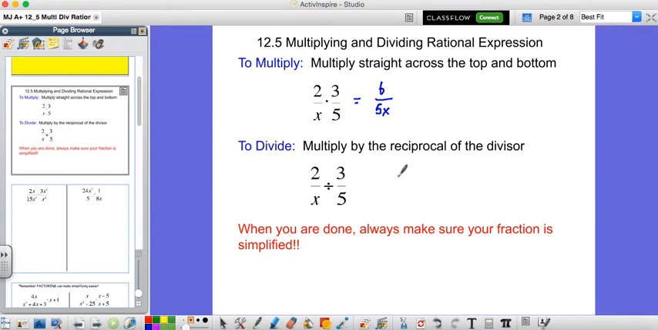Remember, to divide fractions, you had to do a little bit more work. You did the keep, change, flip. So you multiply by the reciprocal. So 2 divided by x divided by 3 over 5 is just like 2 over x times 5 over 3. Just multiply by the reciprocal. Simplify that, you get 10 over 3x. And then when we're done, just always make sure that your fraction is simplified. In this case, we're simplified. Here, we're simplified as well. But you might need to simplify a little bit more later on when you're dealing with other polynomials.